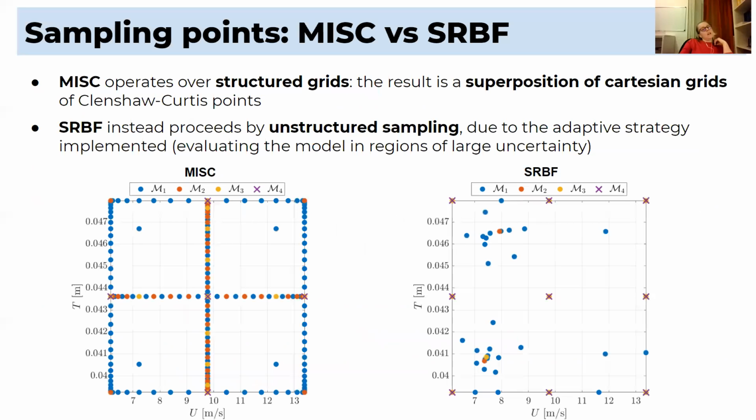Great. So then looking at the numerical results, I want first of all to give you the two plots of the sampling performed by the two methods, because that's what I've been telling you several times until now. MISC works over structured grids, instead SRBF proceeds by an unstructured sampling. So this is really the superposition of the Cartesian grids I've mentioned, and this is the sampling performed, and this sampling is just driven by the uncertainty in the prediction.